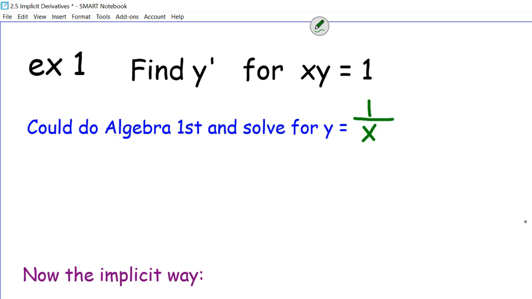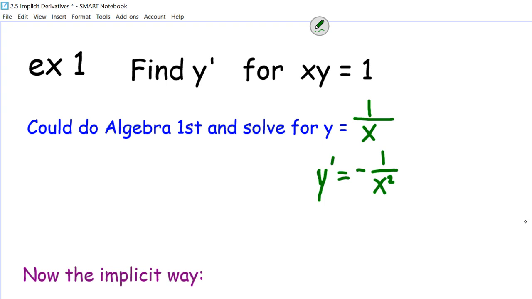A lot of times implicit derivatives are not as simple as that. So then we know this: what is my derivative of 1 over x? It's one of the ones you have to memorize. That's x to the negative 1, or the derivative of 1 over x is negative 1 over x squared. Okay, so that's my y prime.